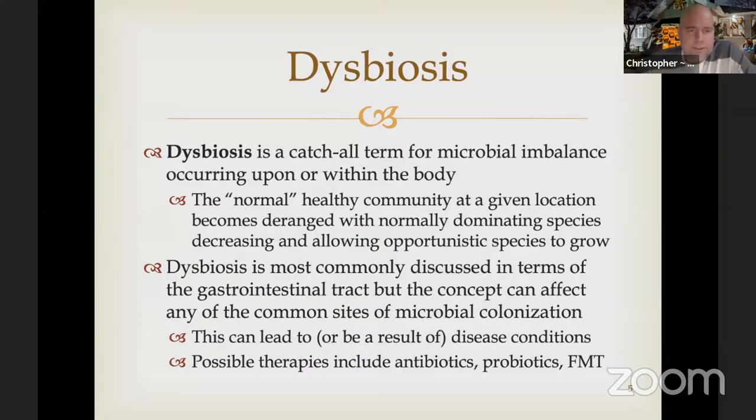The change in this community of organisms, this dysbiosis, can lead to or can be the result of a disease, and possible therapies for dysbiotic states are antibiotics, which will kill a variety of bacteria; probiotics, whereby you're trying to add back so-called good bacteria; or even a more extreme treatment, FMT, which stands for fecal microbiota transfer. And that's actually a technique that's been used fairly successfully to treat recurrent antibiotic-resistant Clostridium difficile infection.